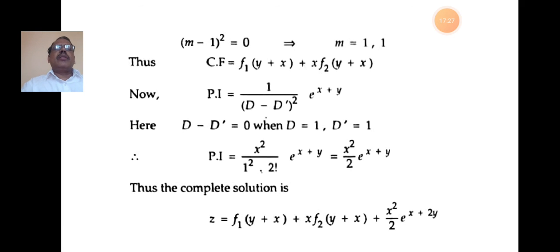D − D' is 0 when D = 1 and D' = 1. Therefore PI = x²/(1² · 2!) · e^(x+y), or x²/2 · e^(x+y). Therefore the complete solution is z = f1(y + x) + x f2(y + x) + x²/2 · e^(x+y). This is the complete solution of the given differential equation.